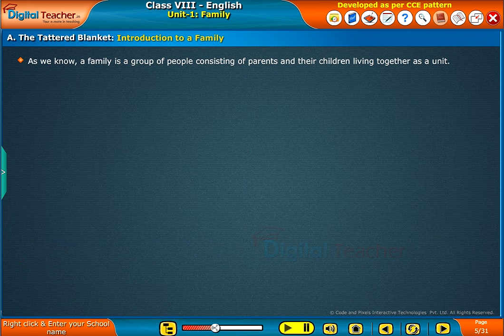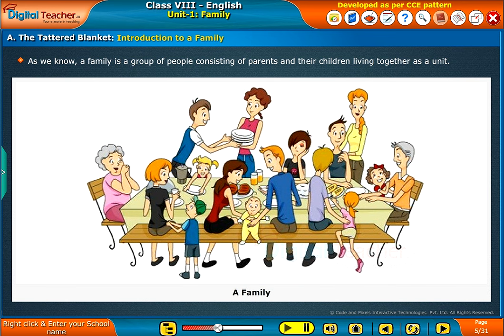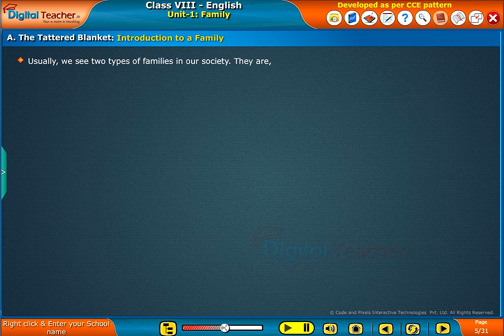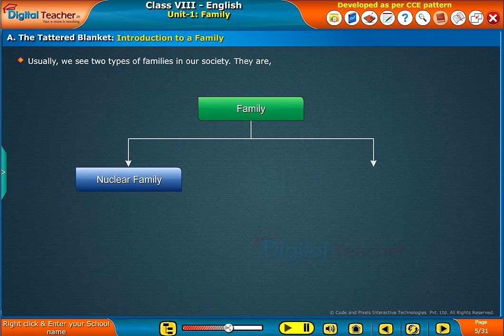As we know, a family is a group of people consisting of parents and their children living together as a unit. Usually, we see two types of families in our society. They are nuclear family and joint family. Let us observe the difference between a nuclear family and a joint family.